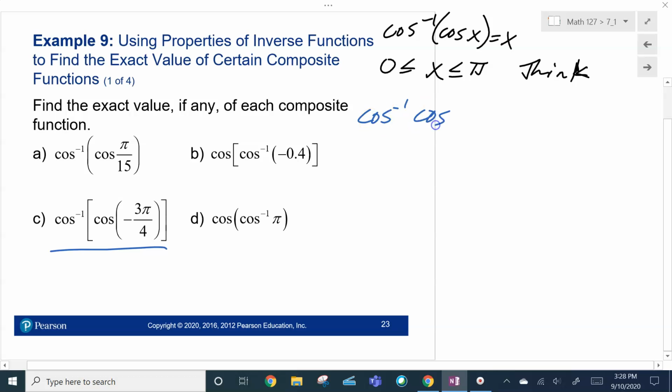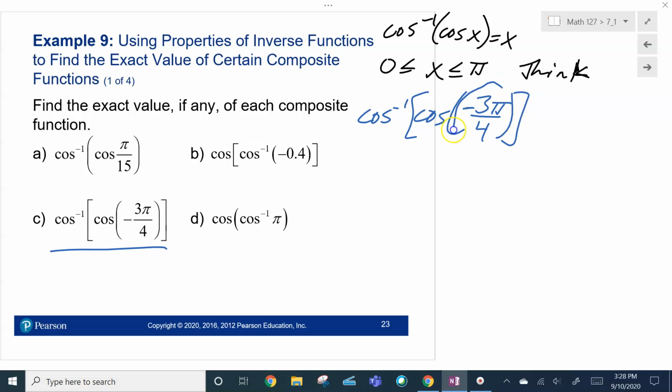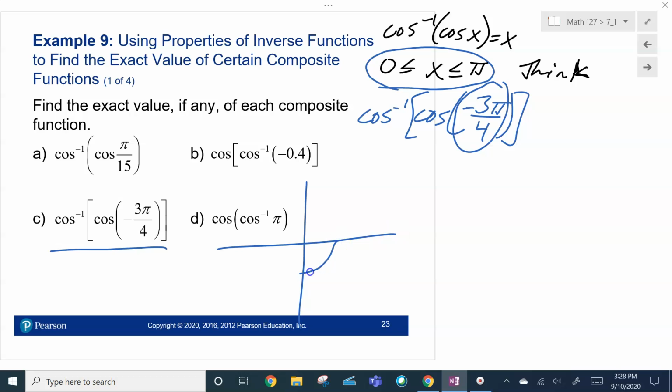The arc cosine of the cosine of negative 3 pi fourths. Well, the question is, it'll be negative 3 pi fourths as long as that's less than or equal to pi and greater than or equal to 0. Well, it's not, because it can't be greater than or equal to 0. It's negative. It's negative 3 pi fourths, right? So negative 3 pi fourths, if you're thinking about it on a unit circle, that's clear over here, negative 135 degrees. The cosine of negative 3 pi fourths, that's the x value right there, right?